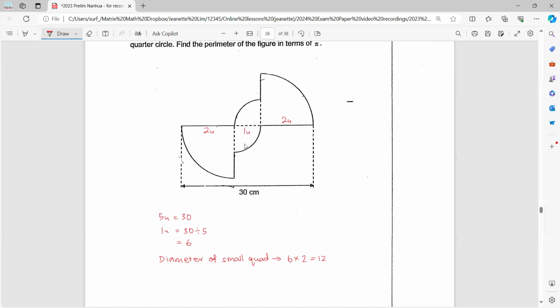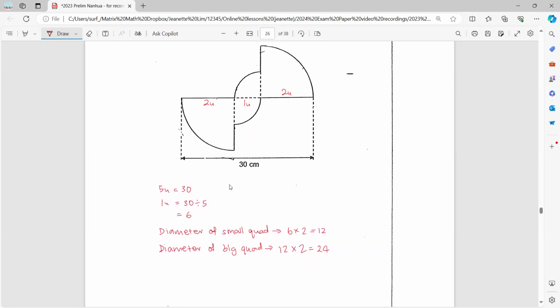Then we also need the diameter of the big quadrant, which is doubled, so 12 times 2, or 6 times 4 also can. Okay, 24 cm.